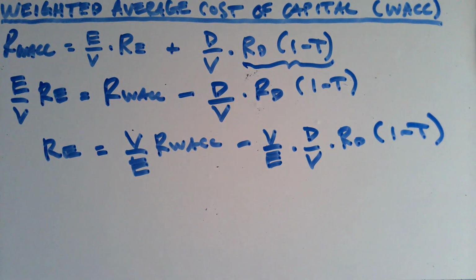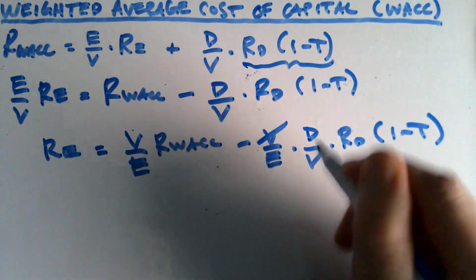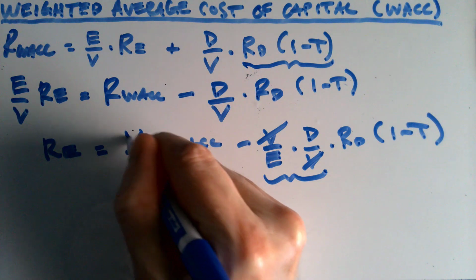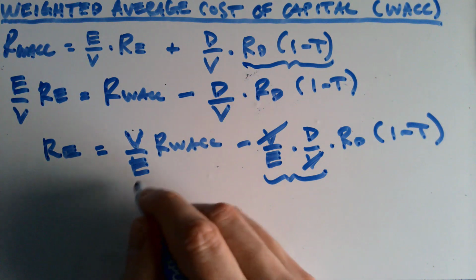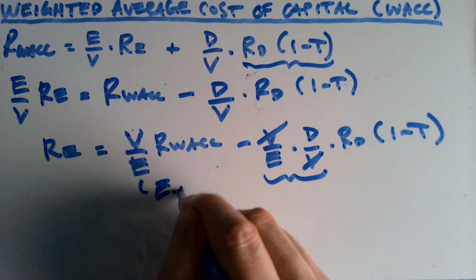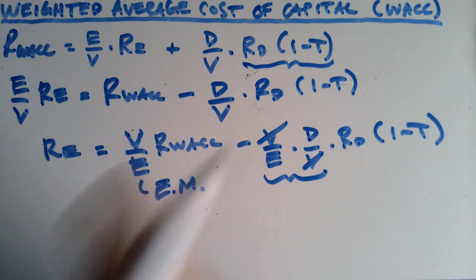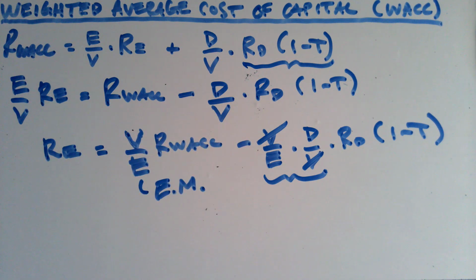Now notice that something fun happens here. These V's cancel out, and what they leave us with is the debt to equity ratio. And what we have over here, the total value of the firm divided by equity, well, that is the same as our equity multiplier. So if you know your financial ratios, you're already familiar with these components for the formula for the required return on equity, given all these other variables.